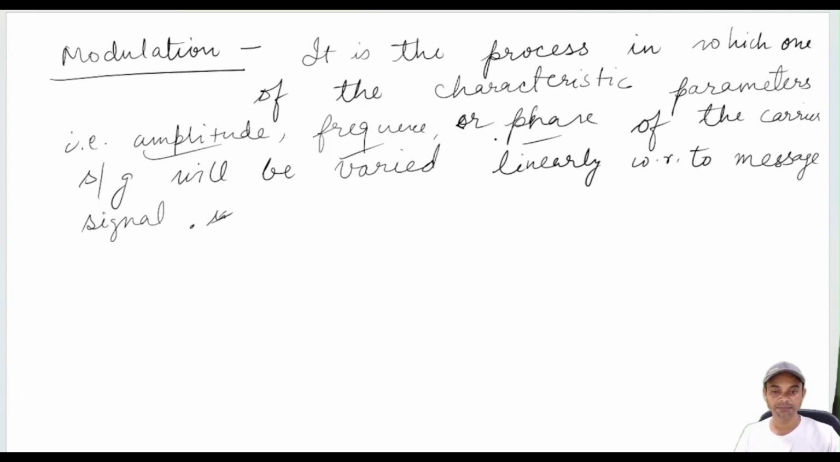What we are doing, basically, is varying the amplitude or frequency or phase of the carrier signal according to our message signal. If we vary the amplitude, then it is called amplitude modulation. If we vary the frequency, then it is called frequency modulation, and phase, then phase modulation. Okay, we will start with amplitude modulation.